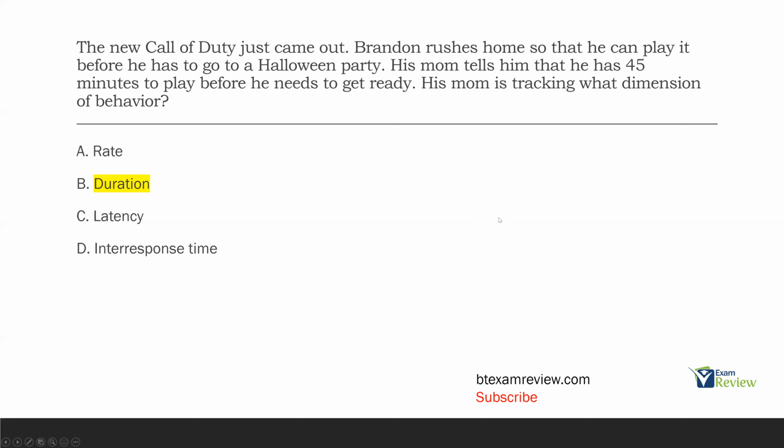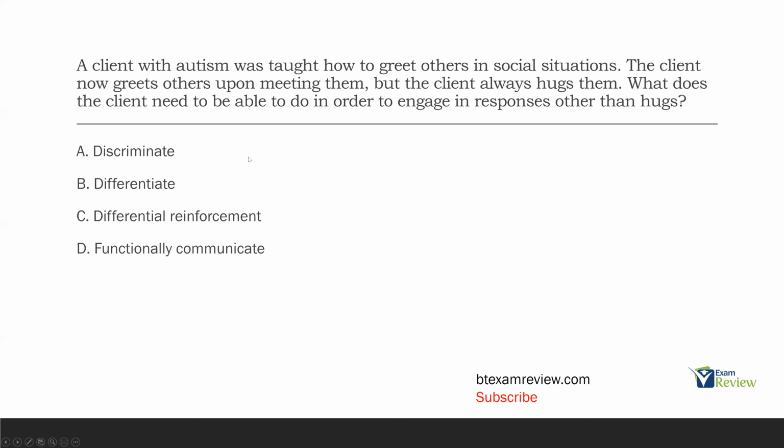A client with autism was taught how to greet others in social situations. The client now greets others upon meeting them, but the client always hugs them. What does the client need to be able to do in order to engage in responses other than hugs? Be careful here, okay? The key word here is responses, responses other than hugs. We already know the client can greet others upon meeting them. The problem is he engages in hugging every single time. We need him to do some different responses, right? Wave, high five, fist pump, whatever it is, we need other responses.